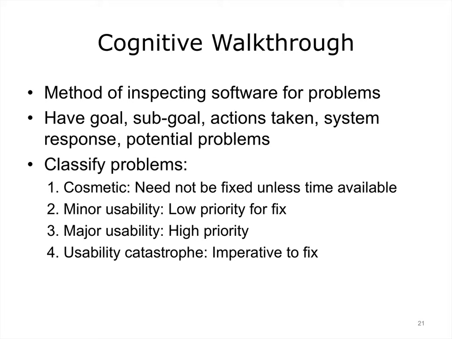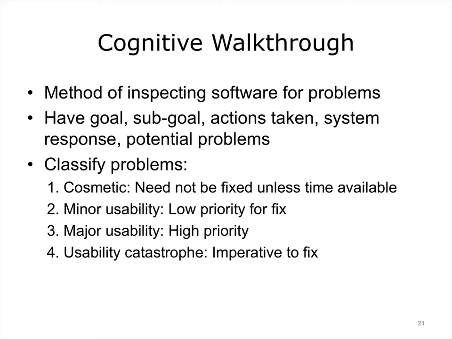Cognitive walkthrough is a method of inspecting software for problems by having an expert evaluator use the system for a typical task. As the expert carries out the task, he or she makes note of each goal and sub-goal, each step, what information a user must know to carry out the step, the system's response, any potential problems that could arise, and potential solutions if they are known. These are listed line by line.